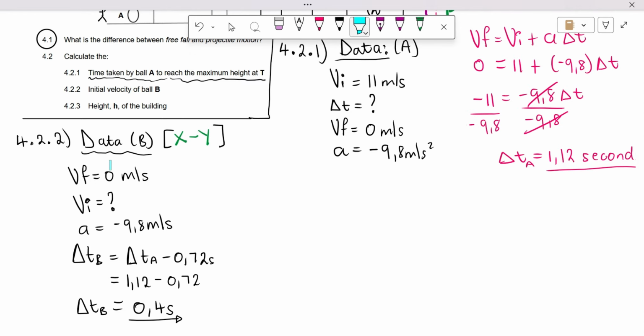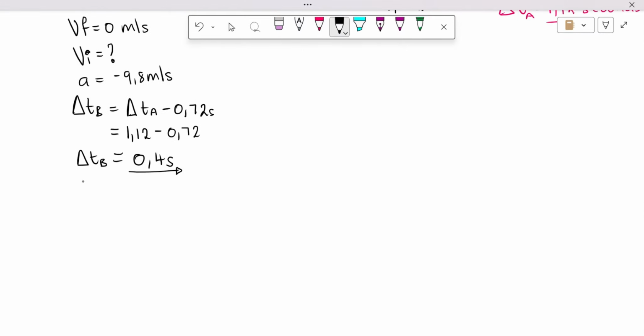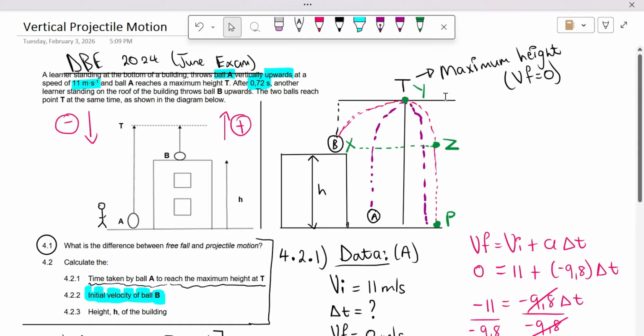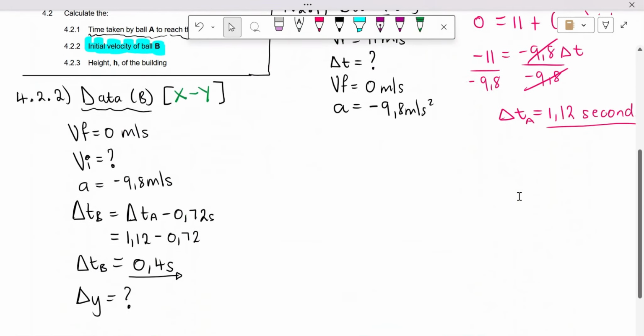We are still required to calculate the initial velocity of B. Now we need to look at our given information and ask, do we have delta Y? No, not in this case. Delta Y is unknown. Which one is delta Y for point B? Delta Y would be the height from the roof of the building all the way to the maximum height. We don't know what that is.